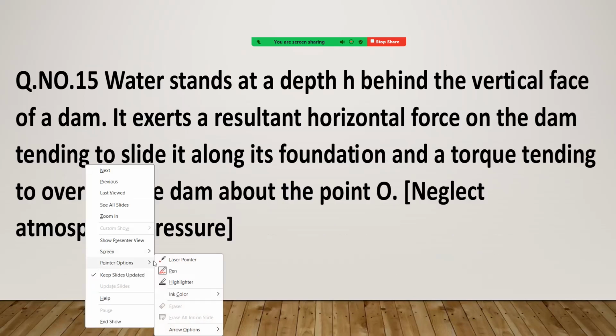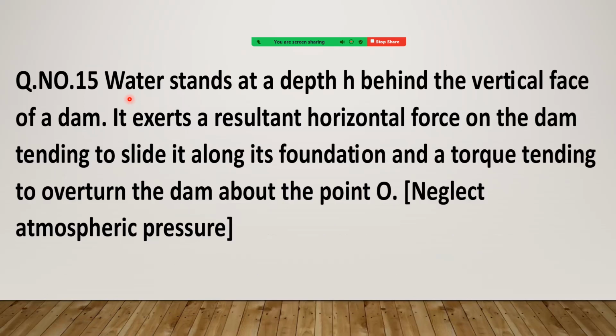Let's see the question given. Water stands at a depth h behind the vertical face of a dam. Dam is now having vertical face and depth of water is h. It exerts a resultant horizontal force on the dam tending to slide it along its foundation and a torque tending to overturn the dam about the point O. Neglect atmospheric pressure.